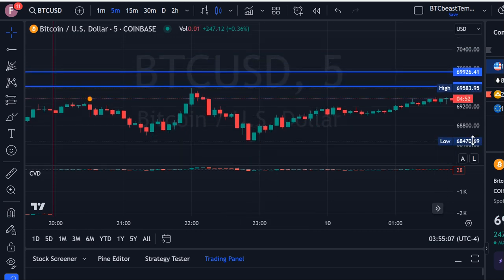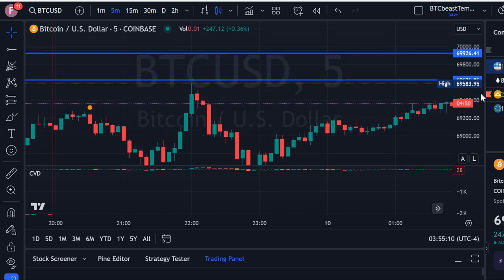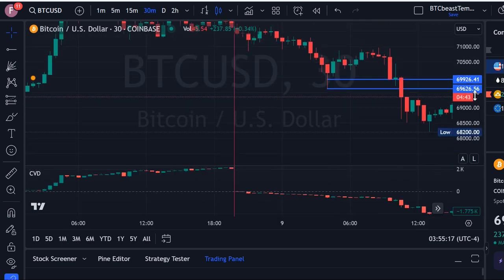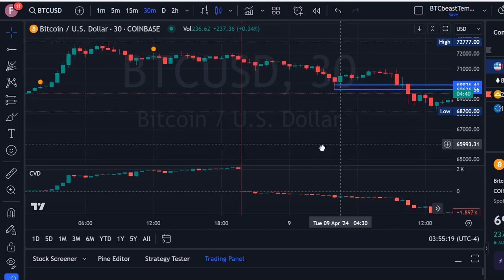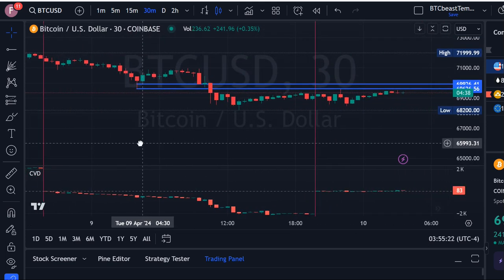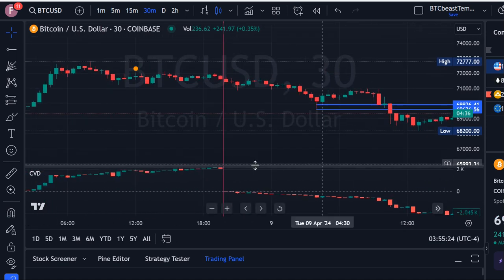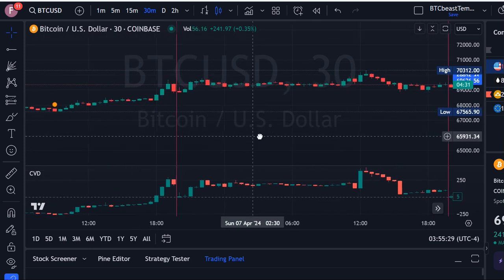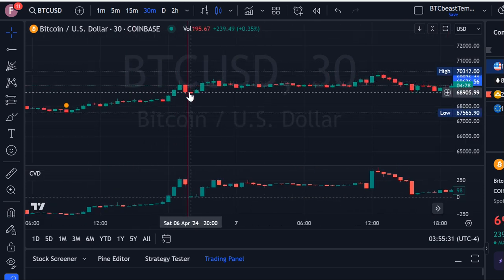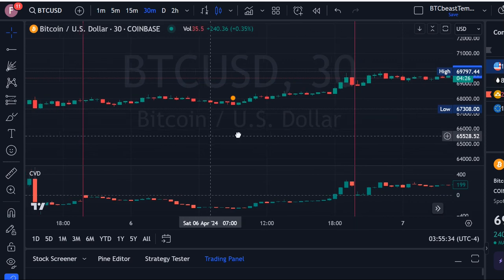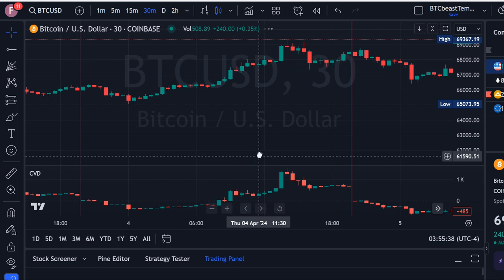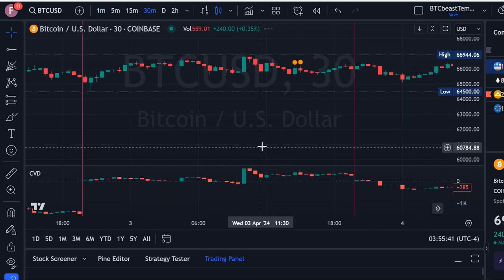Let me see if I can find one. Let me back it out a little bit. See if I can find one on a 30 and back it out a little bit. Rally base rally. Was it a rally base rally? That's what I'm looking for now. I don't see really a good rally base rally. Maybe this one here. No. More of a pullback.